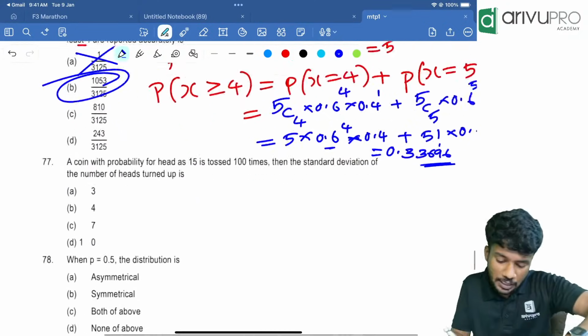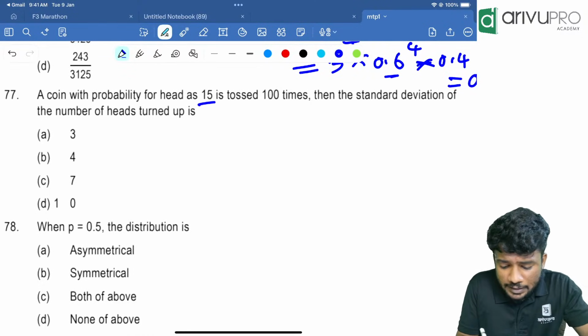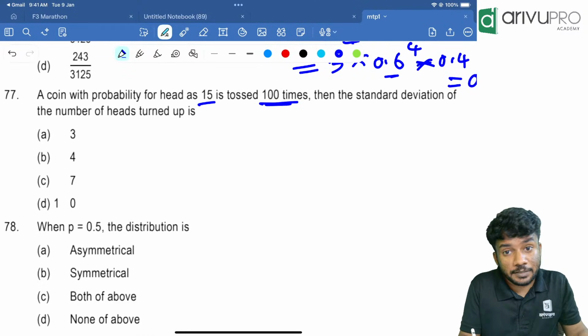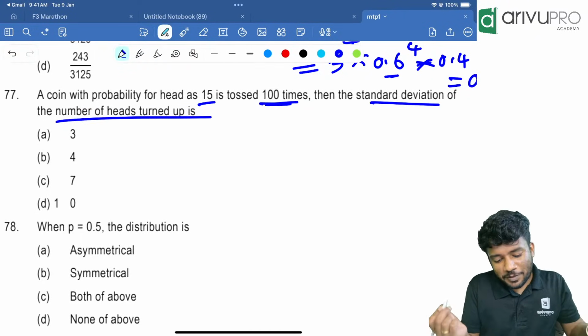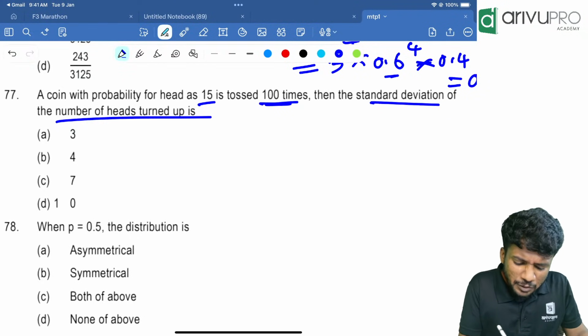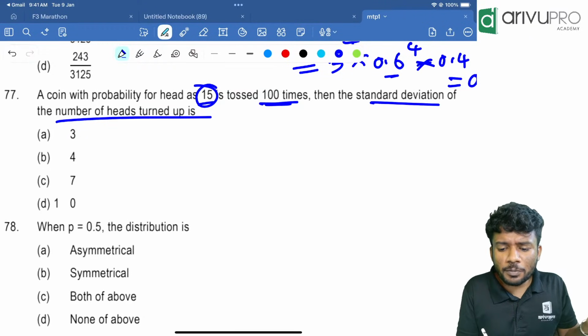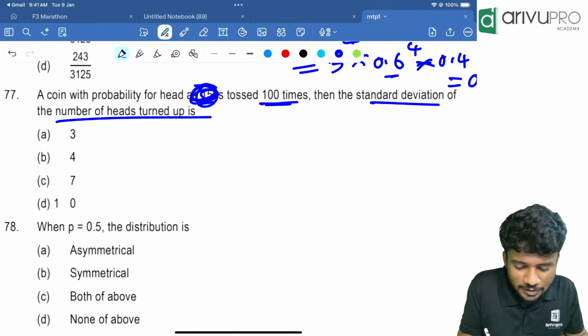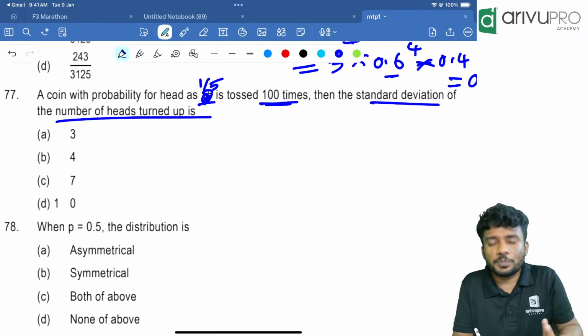Yes. Next one. A coin with a probability for head of 15 is tossed 100 times. The standard deviation of the number of heads turned up is how much, is the question, people. Now tell me, the coin with probability of head as 15, how is probability 15 possible? It is not 15. It should be 1 by 5.